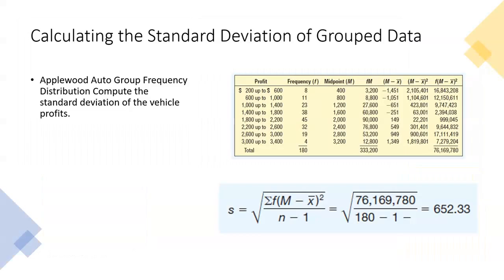And so here you can calculate the standard deviation of grouped data. Here we have the frequency of observations between each of these different profit categories with our midpoints. And then we find our midpoint subtracted from our mean. Then we square that value, and then we of course multiply it by the frequency again to find that our standard deviation for our grouped data is 652.33.